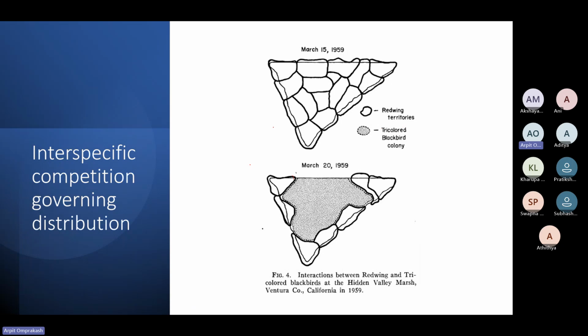Here we can see how biotic factors, such as the presence of another species or competitors, can directly influence the geography where a given species is found. If there is no competition, this species is found all across. But if there is a competing species, it goes to the sidelines and the majority of the area is occupied by the tricolored blackbird. Right.